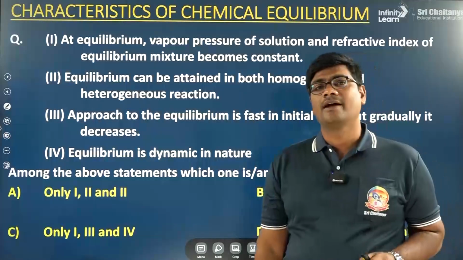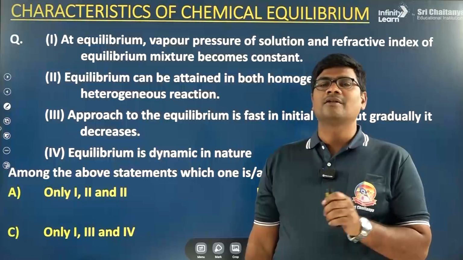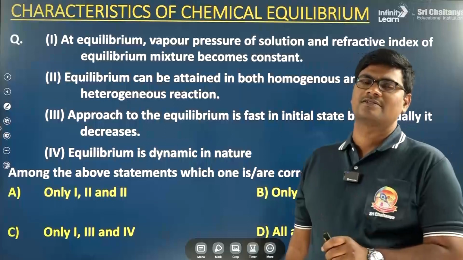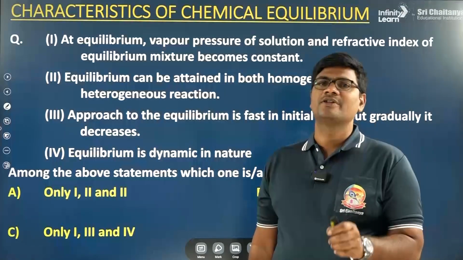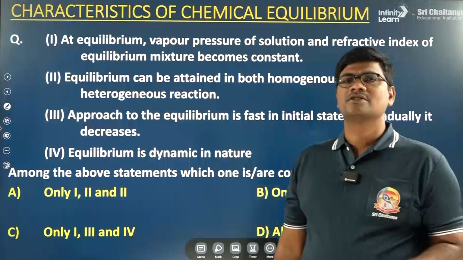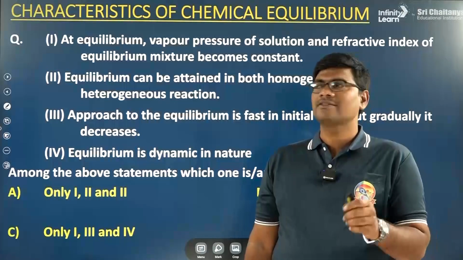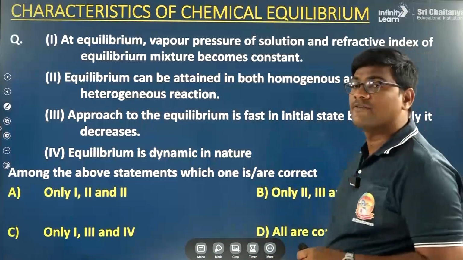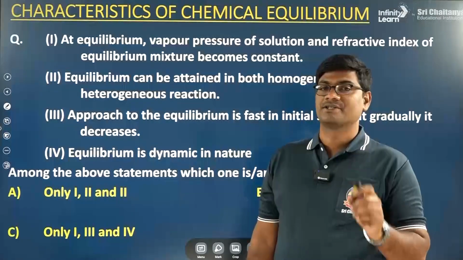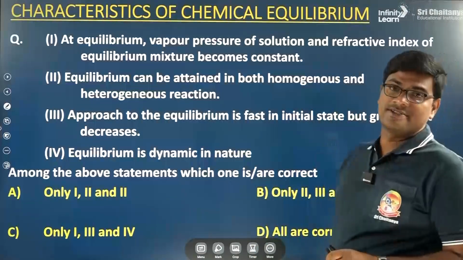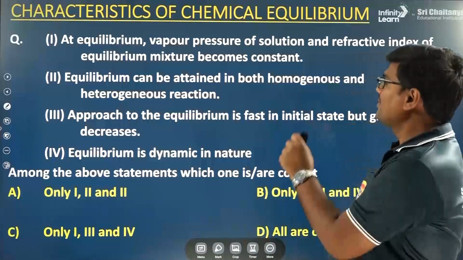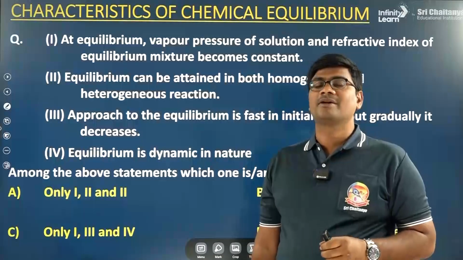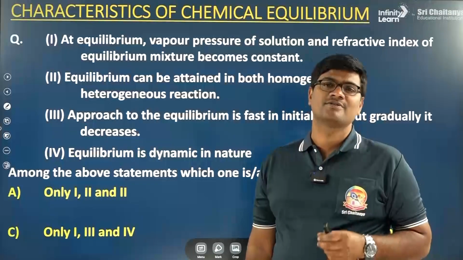As we know, at equilibrium almost all physical and chemical characteristics become constant. At equilibrium there is no change in volume, no change in concentration, no change in pressure. Like that, there is no change in vapor pressure of a solution, and no change in the refractive index of the equilibrium mixture. The first statement is right. Second statement: equilibrium can be attained in both homogeneous and heterogeneous reactions. Obviously equilibrium can be attained in both homogeneous phase as well as heterogeneous phase.